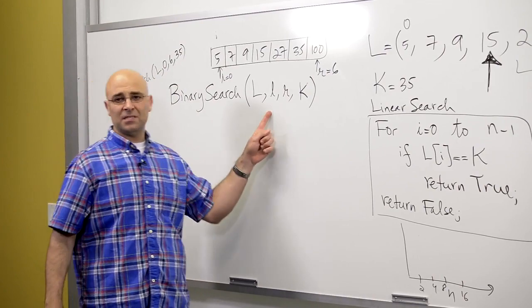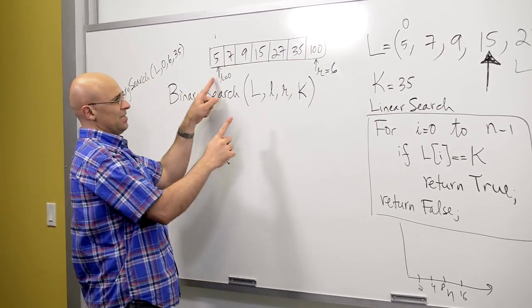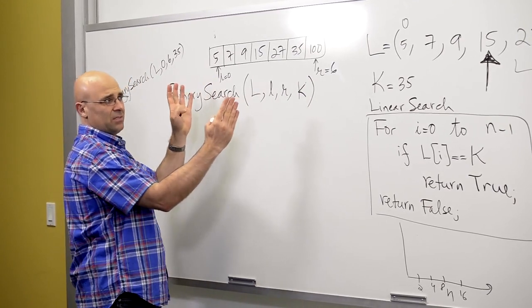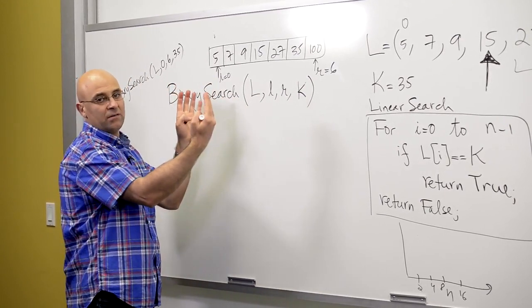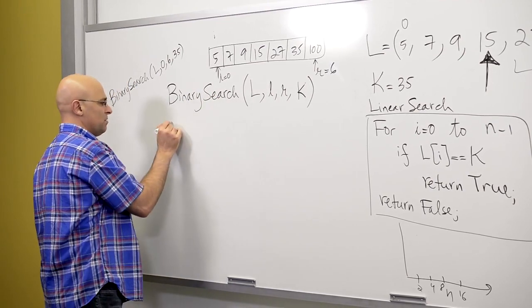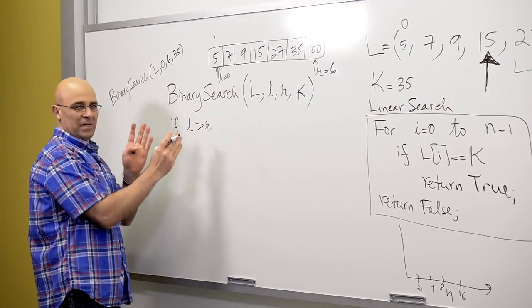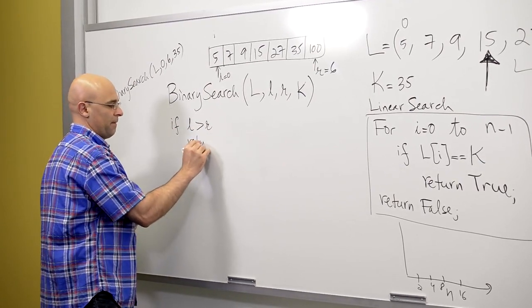So what are the details of this function? As a sanity check in the beginning, L is the left and R is the right. I want L to be at most equal R, right? So I'm not going to accept that L is greater than R. So as a sanity check first, if L is greater than R, return false.